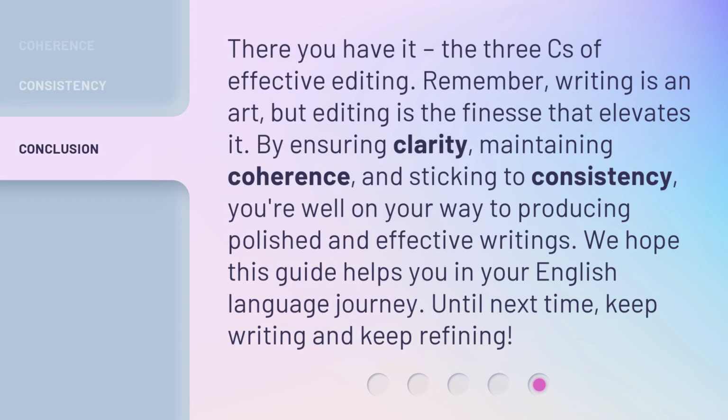There you have it, the 3 C's of effective editing. Remember, writing is an art, but editing is the finesse that elevates it. By ensuring clarity, maintaining coherence, and sticking to consistency, you're well on your way to producing polished and effective writings.